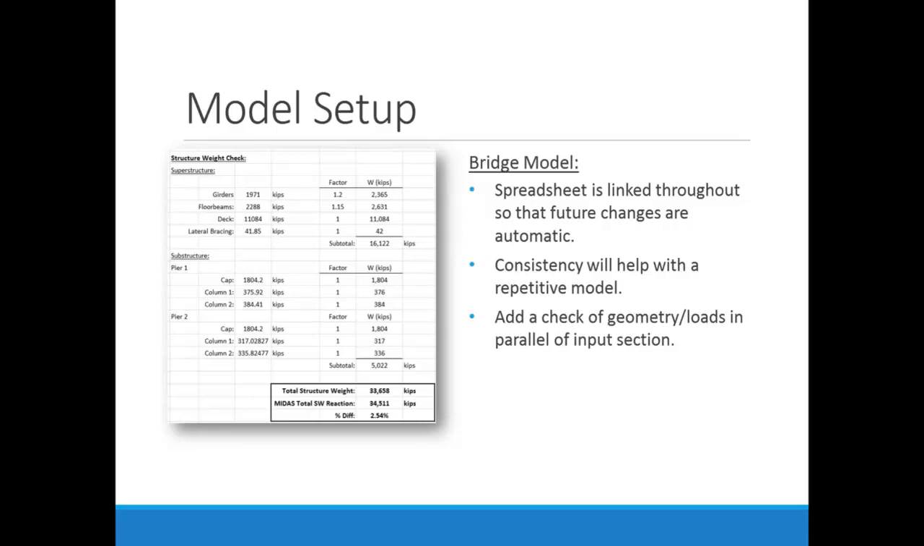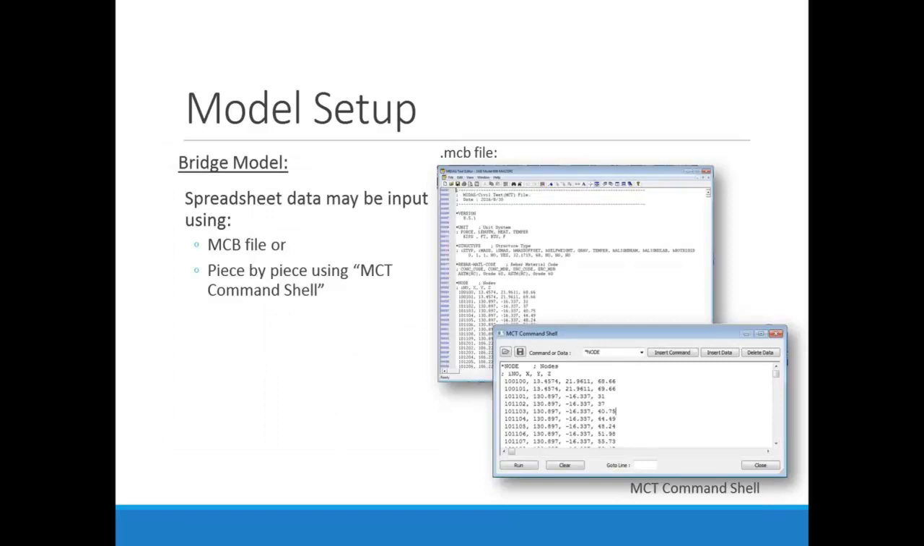The other beauty of using a spreadsheet is that, like I just said, you can link it throughout. That way the changes carry through. And also you can add certain checks off to the side in parallel to your elements and your section properties, so that you can find out what you're actually putting in the model as far as your structure weights and your section properties, and then have right next to there your hand check showing whether or not what you're putting in is what it really should be. So that's the beauty of using a spreadsheet as well.